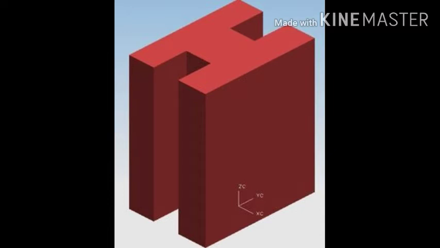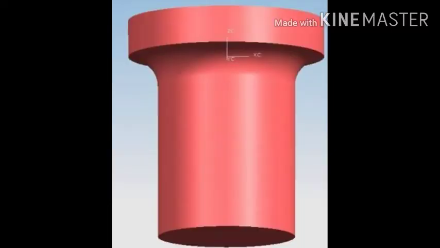Now we are going to see the pedestal punch. You can see in the image the area of the base surface is larger than the area of the cutting face. Load distribution qualities are excellent. It is a self-mounting punch. The strength of this punch is good.